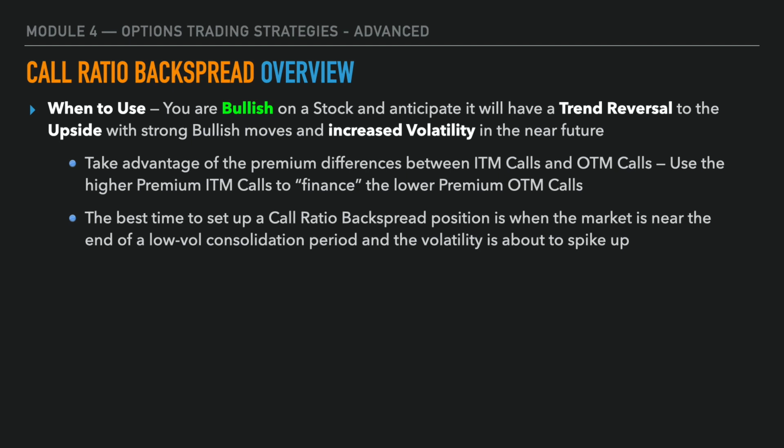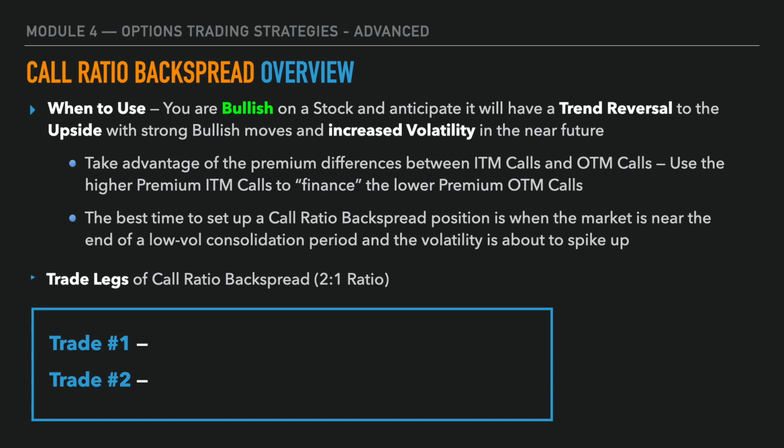The best time to set up a call ratio backspread is when the market is near the end of a low volatility consolidation period and the volatility is about to spike up. It usually happens at the end of a downtrend. I will use a 2-to-1 ratio to show you guys how to construct a call ratio backspread trade.